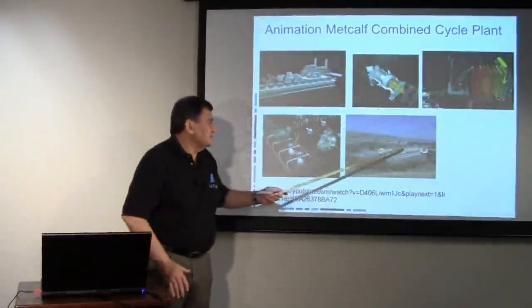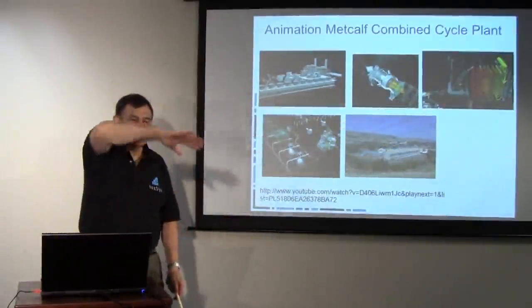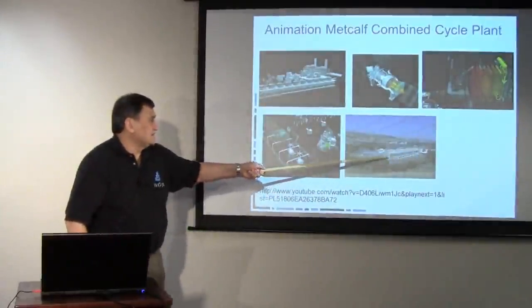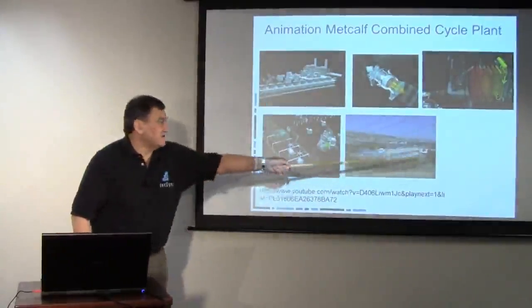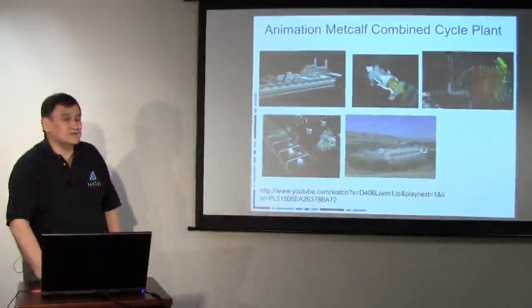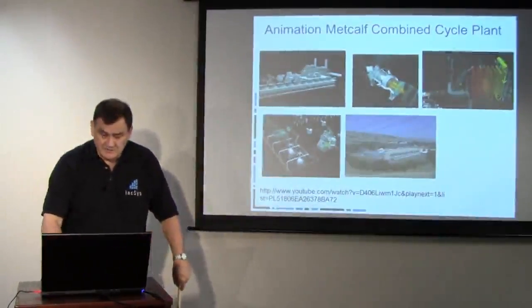So two characteristics of a combined cycle plant is you see the building, which is the heat recovery system, typically going up at a sort of an angular shape, and then you see all of these condensing systems on these buildings along here. And I highly recommend that you spend some time and go through that.